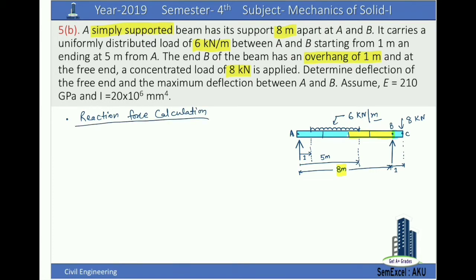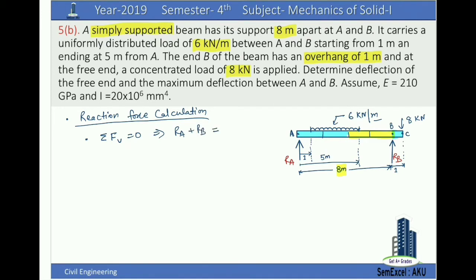First we will write the equilibrium equation. Force equilibrium: summation of all the forces in the vertical direction is equal to 0. So what can we write? Reaction at A is RA, reaction at B is RB. So all the upward load will be equal to the downward load. Upward load is RA and RB. This will be equal to downward load.